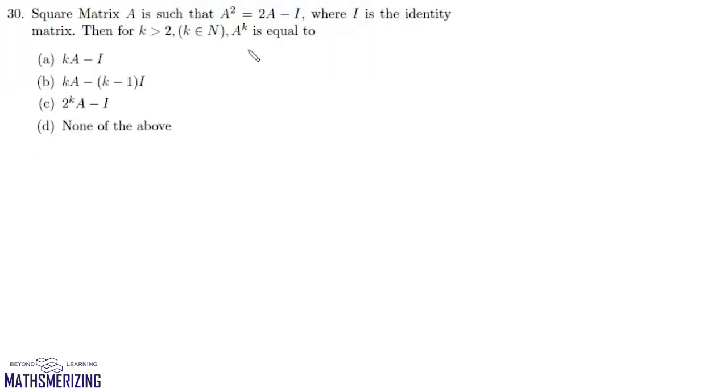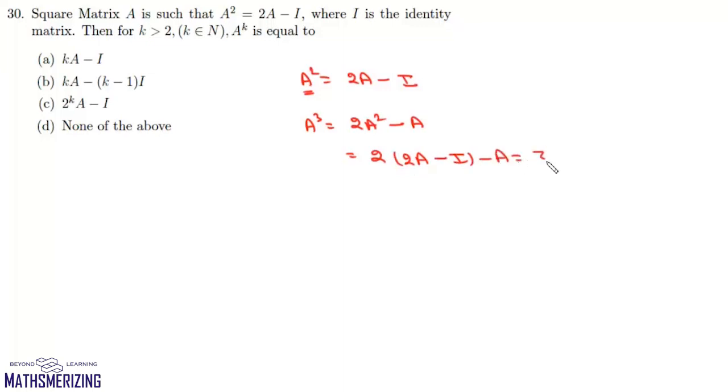Now question number 30 is, we are given a square matrix A such that A square is equal to 2A minus I, then A to the power K is equal to which of the following? Now we find A cube, and for that we'll multiply this with A. We'll write A cube as 2A square minus A, and A square is 2A minus I, so it will be 3A minus 2I.